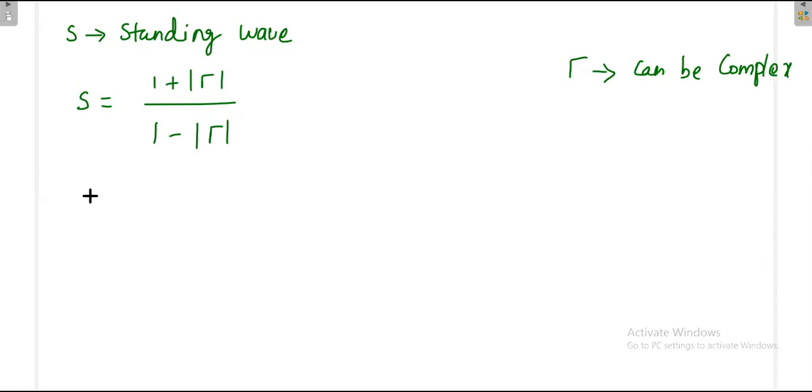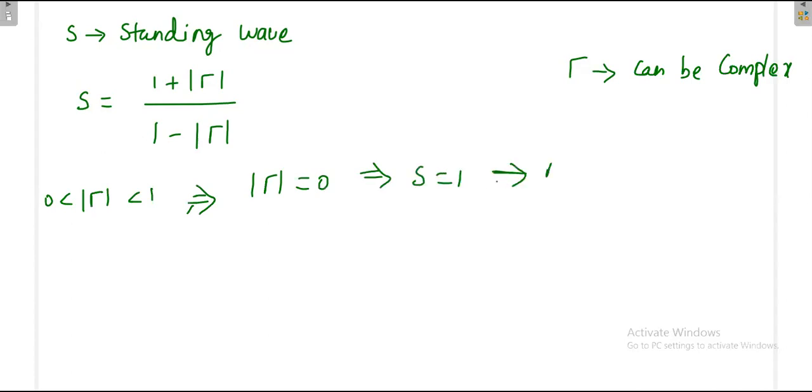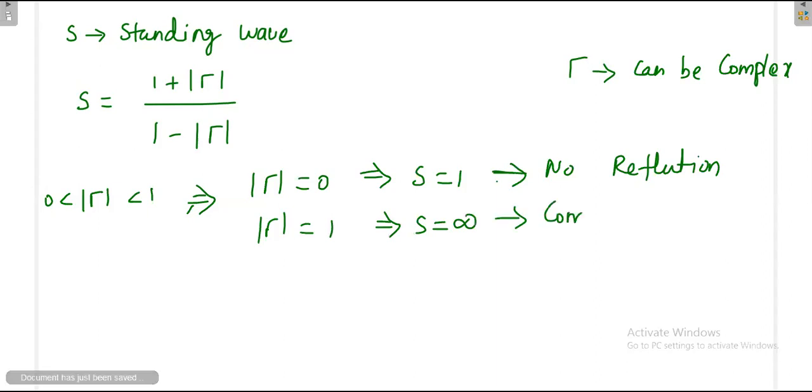The reflection coefficient magnitude can be between 0 and 1. If we put 0, the S value is 1. So if gamma is 0, that indicates S is equal to 1, which means there is no reflection. When gamma is equal to 1, S is infinite, which means complete reflection.